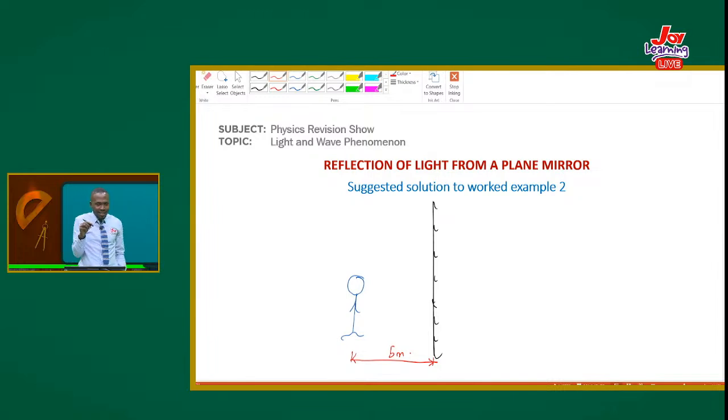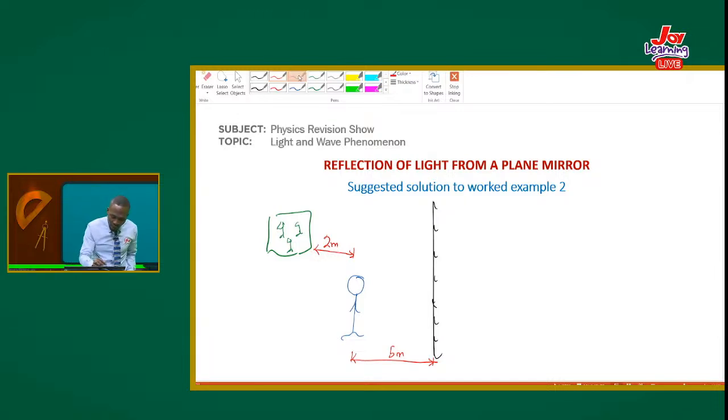Then the student sees an image of a picture that is 2 meters behind him. So let me get a picture somewhere. Okay, so that's a picture, and the picture is 2 meters behind my student. Now note that the distance between the object and the mirror equals the distance between the image and the mirror behind.